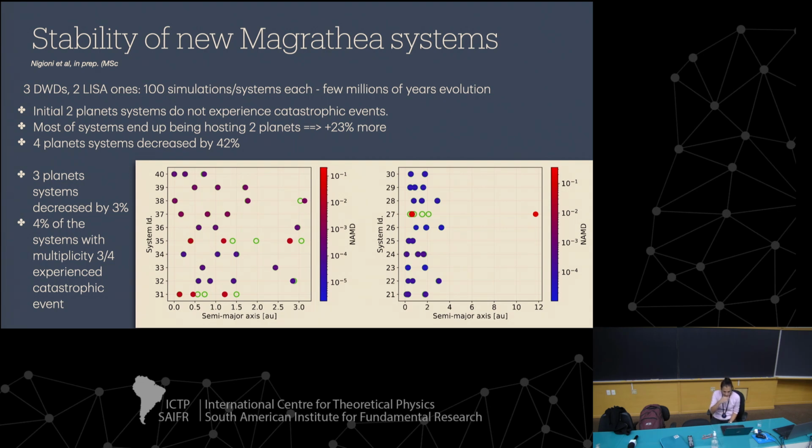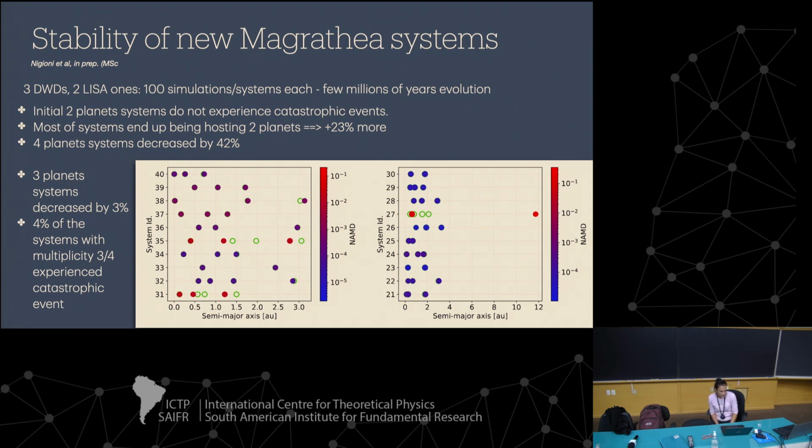So we took the results of the previous work that you saw, so we knew more or less the range of masses that were forming within a disk. We took the same binaries, the LISA binaries, and then we simulated many systems. For every double white dwarf, we simulated 100 systems, and we checked what was happening by the end of it.